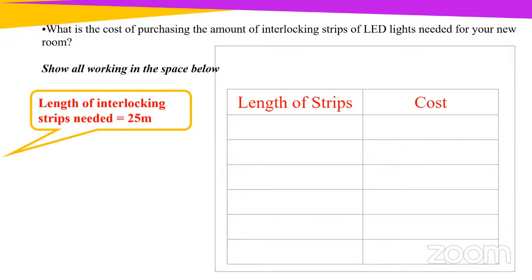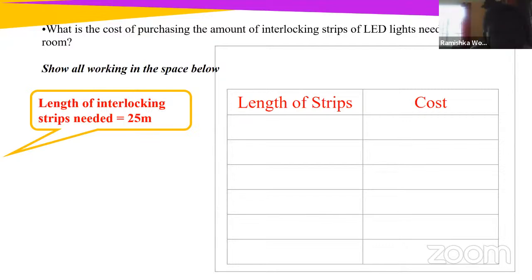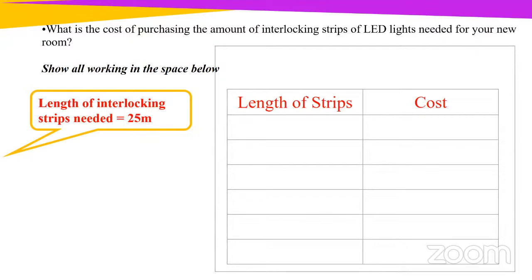The strips you're supposed to buy and the cost. So we're looking at the strips that we're supposed to buy and the cost. So we need a total of 25 meters of strips. So what is it that we need to know in order for us to make the purchase?